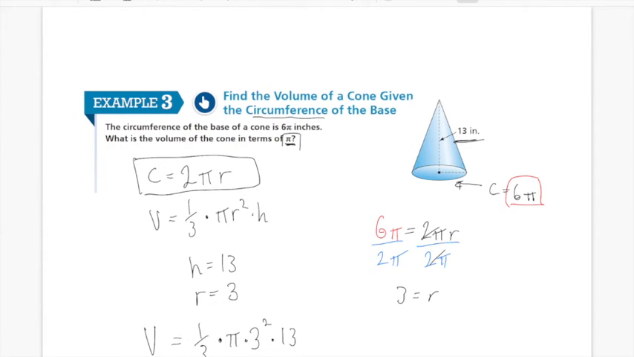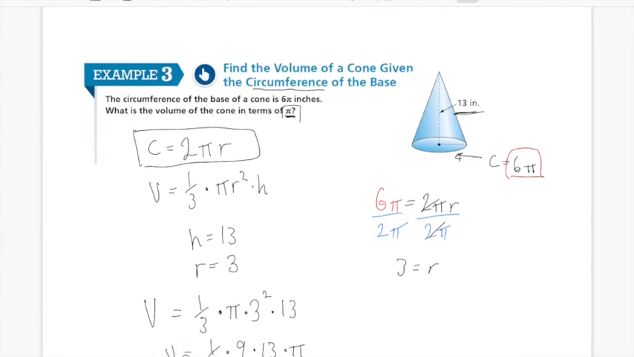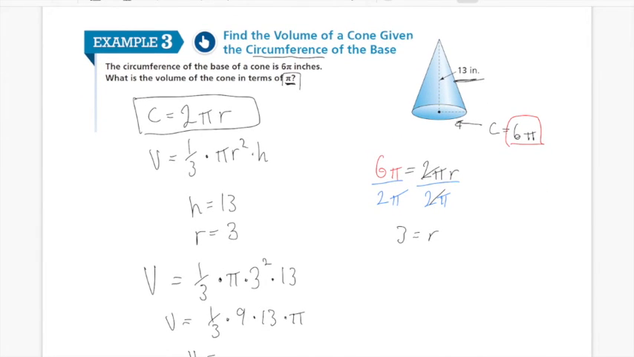So our volume is equal to 1/3 times 9 times 13 times pi, just reorganizing this. So our volume is equal to 1/3 of 9 is 3, so 3 times 13 pi. So our volume is equal to 48. Excuse me, not 48, 39. I don't know where I got 48. 39 pi. 39 pi inches cubed. It's not squared, it is cubed because that is our volume.